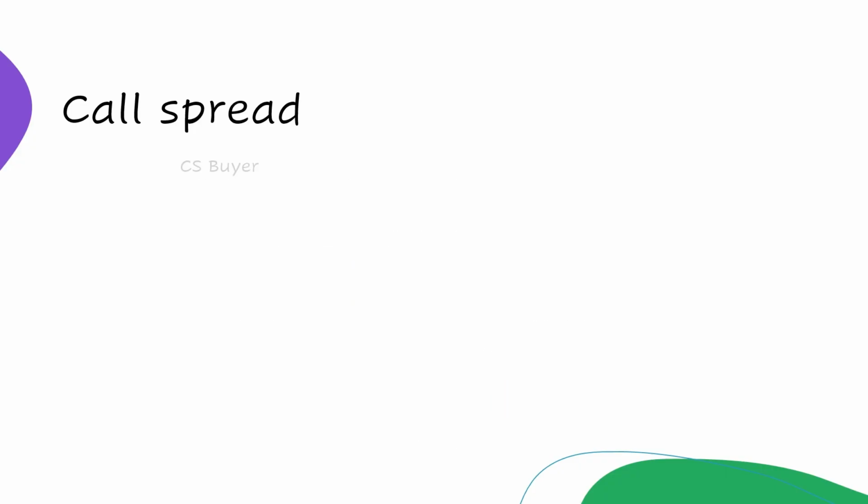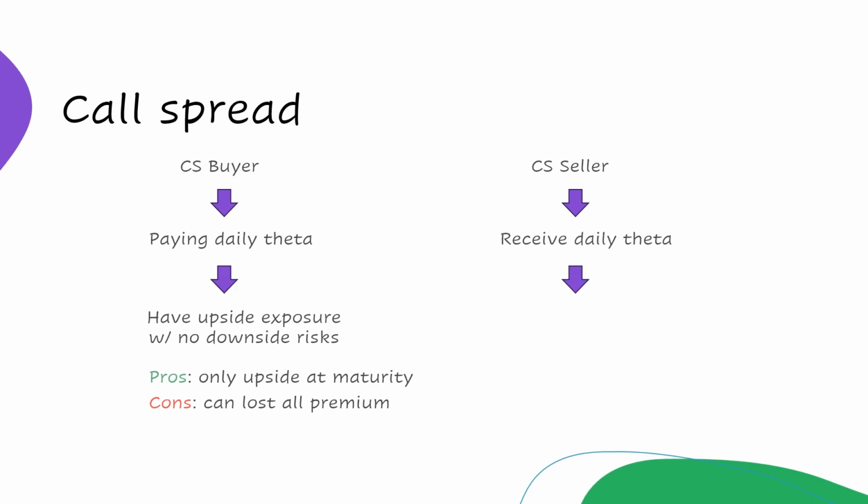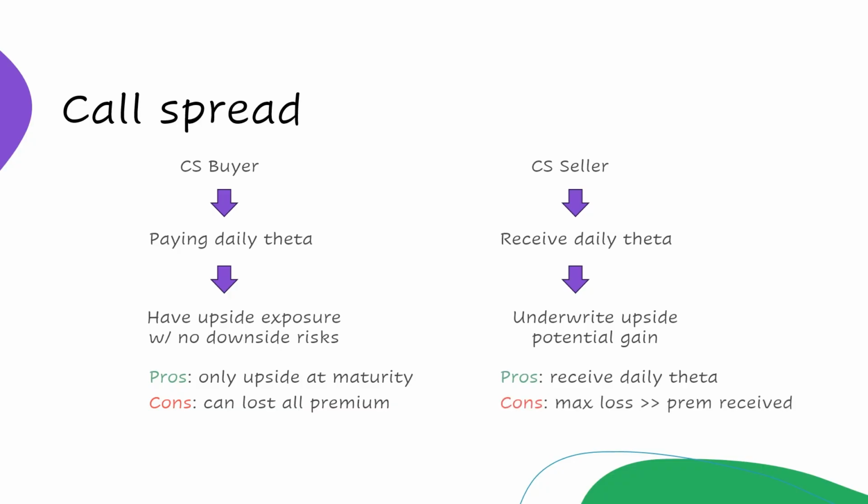When it comes to trading, call spread buyers pay daily theta to have the upside exposure. The advantage is that call spread buyers only have upside gain, but no downside payoff at maturity. The disadvantage is that call spread buyers can lose all the premium paid at the beginning if the call spread expires out of the money. On the other hand, call spread sellers receive daily theta to underwrite the potential upside gain to call spread buyers. Selling call spread is a positive carry trade as the seller receives daily theta. The drawback is that the potential maximum loss could be as large as multiple times the option premium.